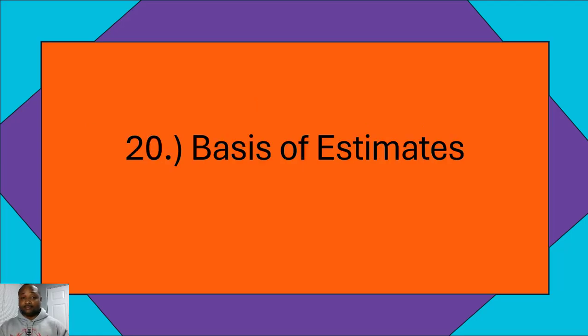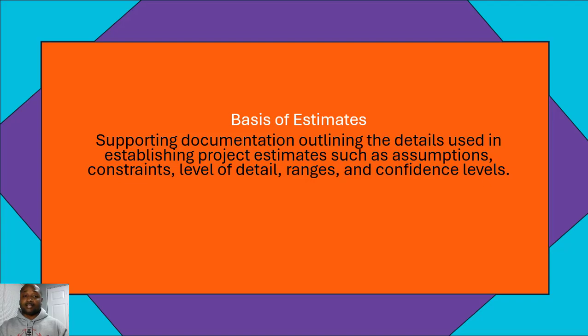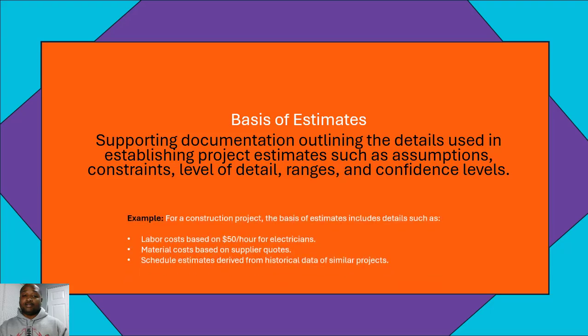Last but not least, basis of estimates. It is supporting documentation outlining the details used in establishing project estimates, such as assumptions, constraints, level of detail, ranges, and confidence levels. For an example, let's say you have a construction project. Basis of estimates includes details such as labor costs based on $50 an hour for electricians, material costs based on supplier quotes, and schedule estimates derived from historical data of similar projects.